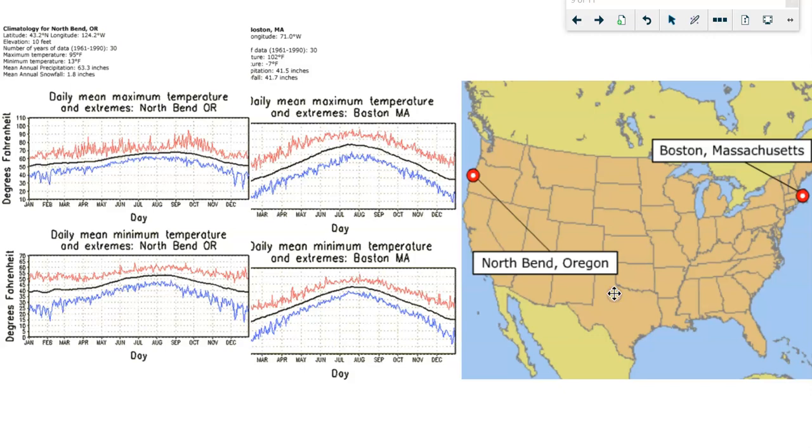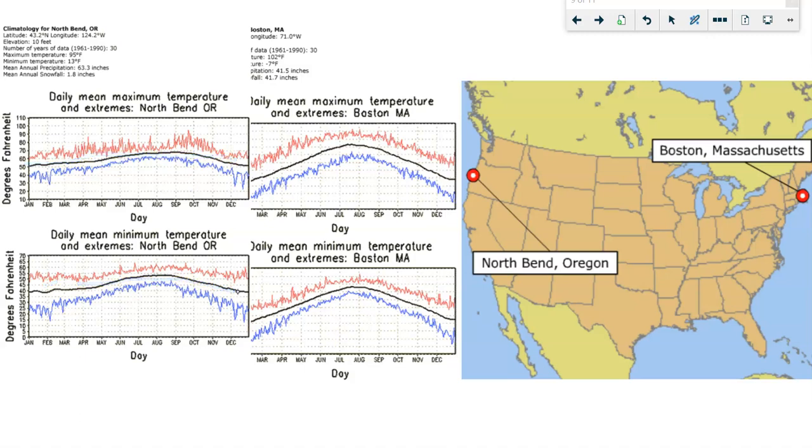Well, look at where North Bend is, right? It's over here on the Pacific Ocean. Remember that our prevailing winds push wind this direction. So where is that wind coming from? It's coming from the ocean. It's going to have a moderating effect on that climate. It's not going to have too much of a temperature extreme. And that's why we see these lines are pretty flat. We don't have really big temperature swings between the seasons because this is a maritime climate. It's close to an ocean.